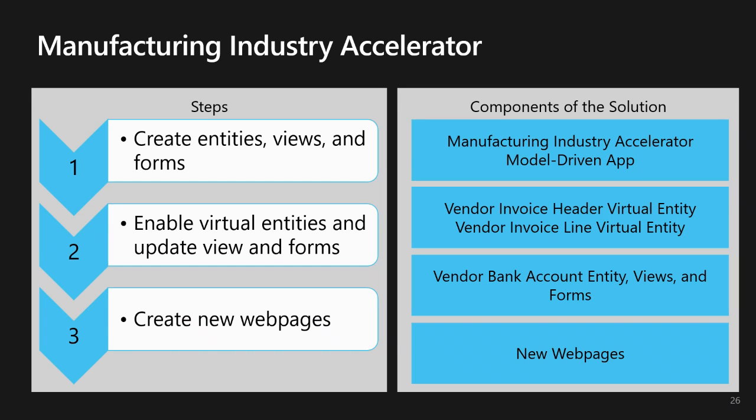I do create a new main form in the demonstration to show you how you can create that form and then add it into your web page. So the components of the solution, in my demonstration, I'm only showing the vendor bank account entity, but you just repeat the steps to do that for the vendor invoice. If you want to see how I created the vendor invoice in part 6, the previous session, I encourage you to do that. So with that, I'm going to switch over to the demo and walk you through how this works.